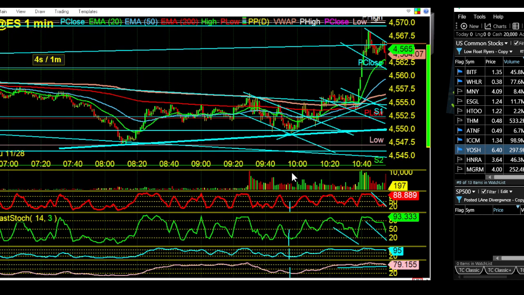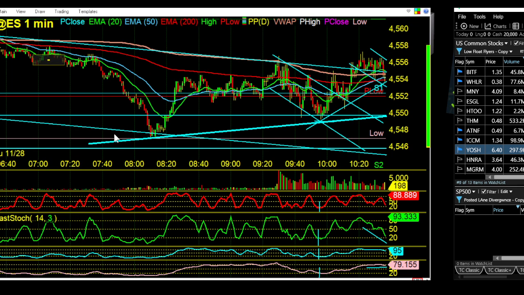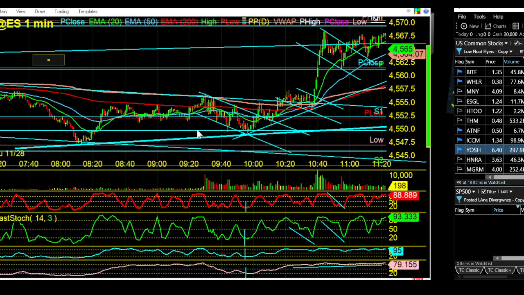Let me zoom in here. 8 o'clock comes in. Most people are in front of the computer. Hopefully around 8 o'clock, 9 o'clock.